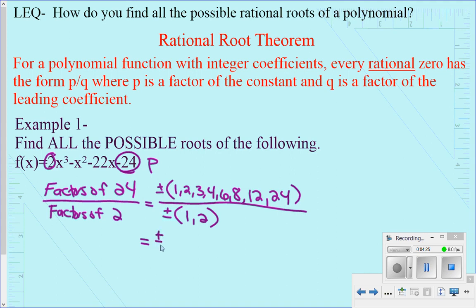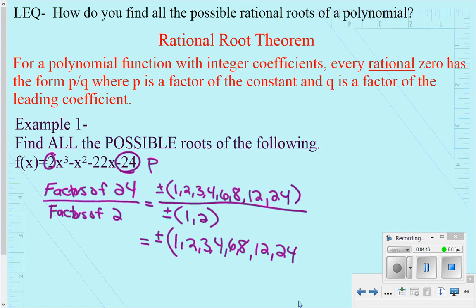So we have plus minus. And then we have each one of these numbers divided by 1. Well, each one of these numbers divided by 1 gives me each one of those numbers. So 1, 2, 3, 4, 6, 8, 12, and 24. They're all on the list of possible rational zeros.